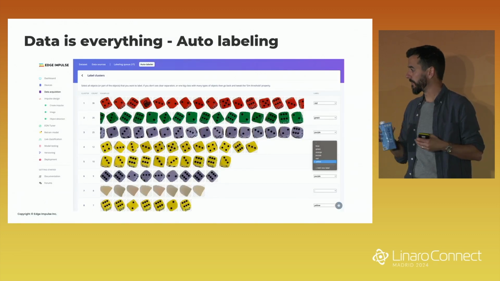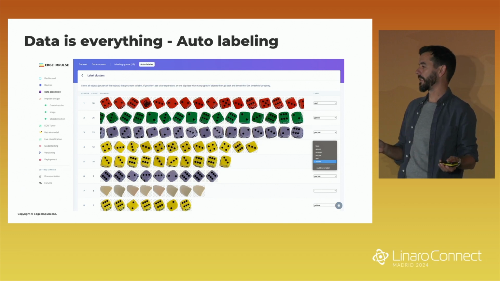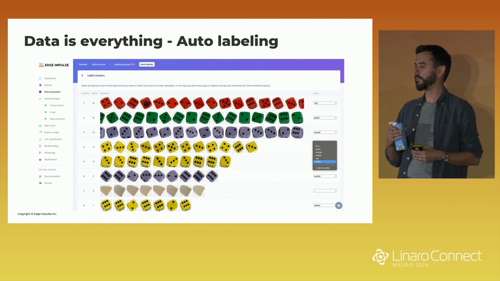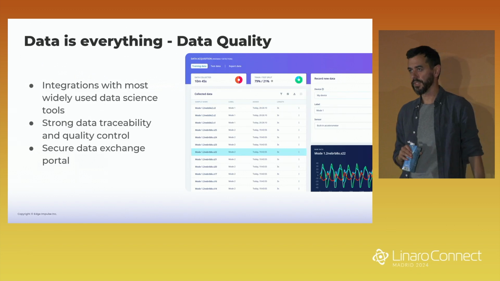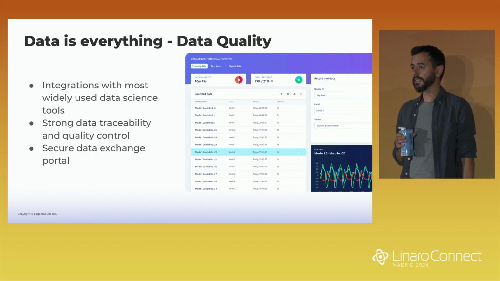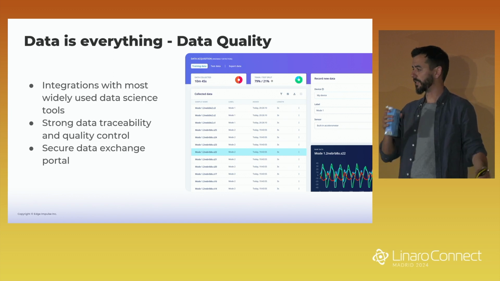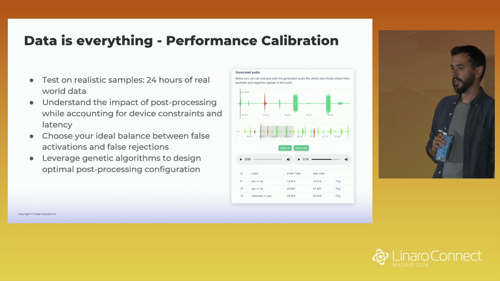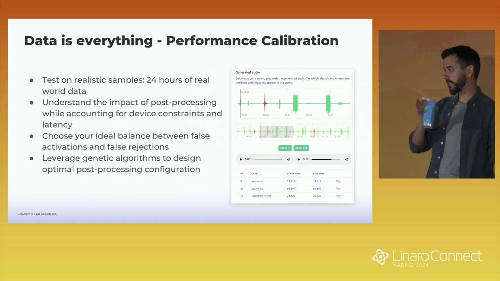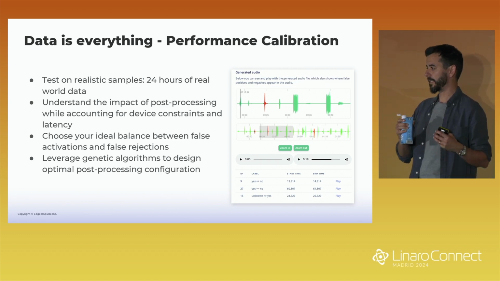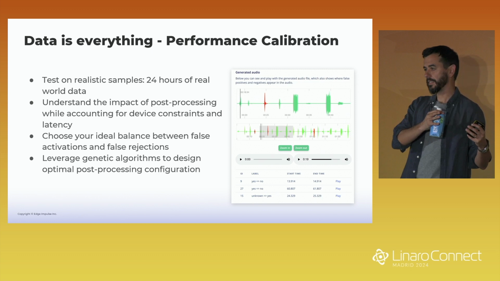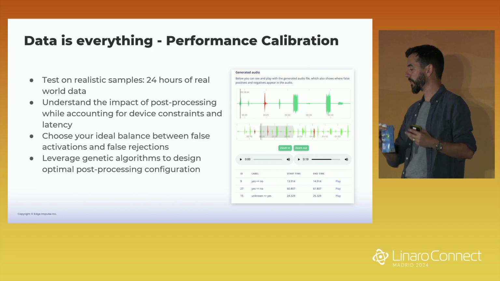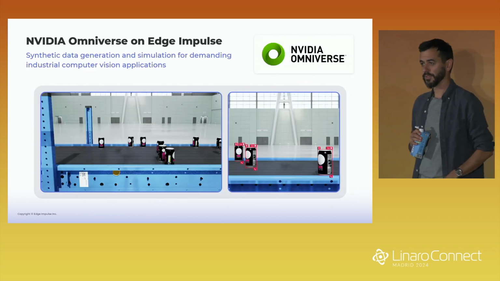Auto labeling. People have a lot of data. It's not labeled data. Unlabeled data is not useful. So we created algorithms that help. They cannot do everything, but they help auto label your data from a different set of samples. Data quality, detecting duplicates, integrations with existing tools, strong traceability, what model goes with what data, and so on. Performance calibration, creating synthetic data, that's going to be huge in the future. Basically, synthetic data created from your training samples to test your model once it's done against data that didn't exist before but has been created from your samples.